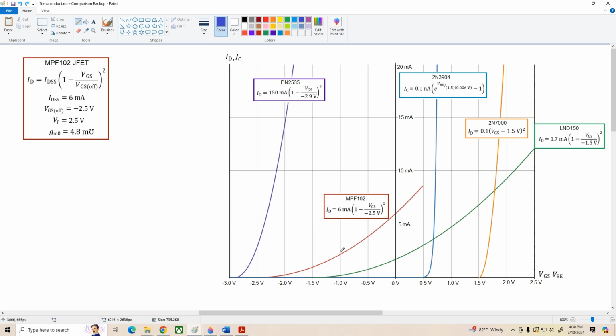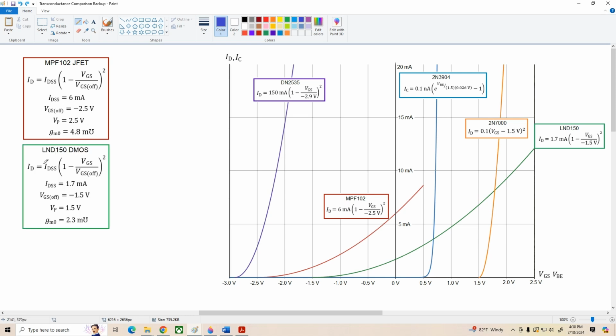All right, now let's take a look at the LND 150. That's this green curve. This is a depletion mode MOSFET. Relatively low transconductance. You can tell because its curve is pretty shallow. It's just pretty much similar to the MPF 102.